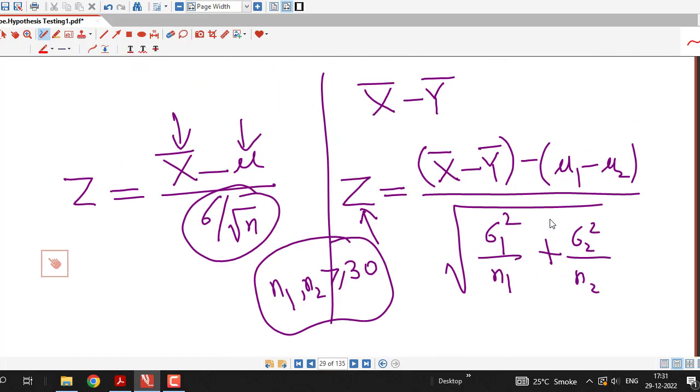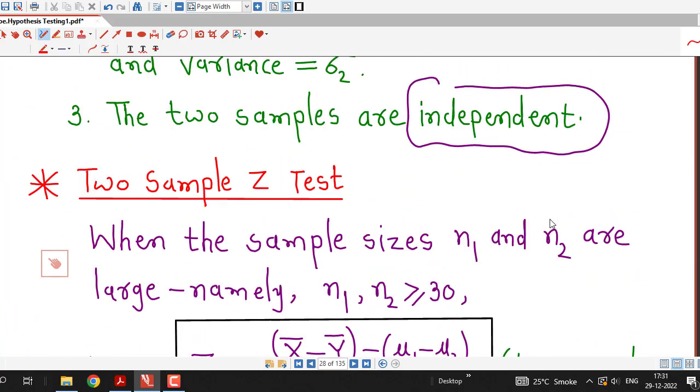So in the next lecture we will discuss problems related to the two-sample Z test.